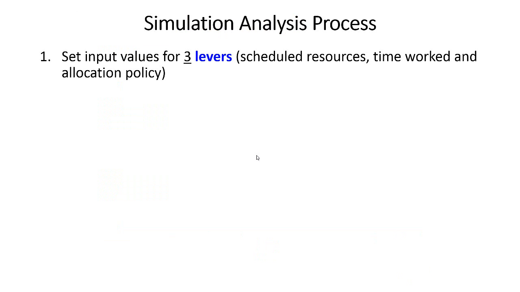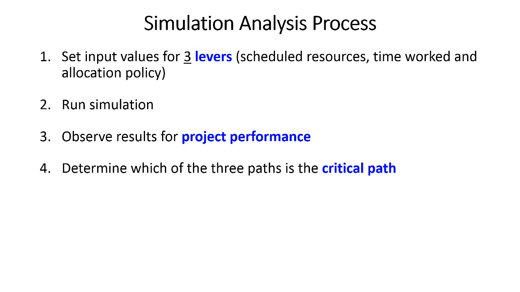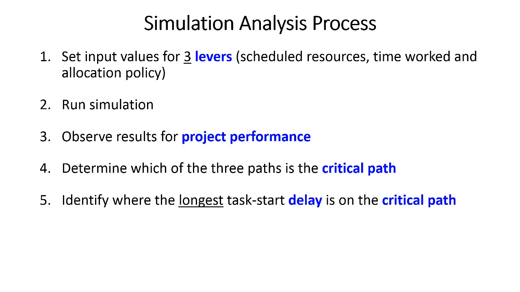So when we do this simulation demo, we're going to follow an analysis process. First step is we're going to set input values for the 3 levers we talked about: our scheduled resources, how much time they work, and an allocation policy. We're then going to run the simulation. We're going to observe the results for our project performance variables, our project duration, cost, and utilization. And we're going to determine which of the 3 paths is the critical path. And for that critical path, we're going to identify where the longest task start delay is.